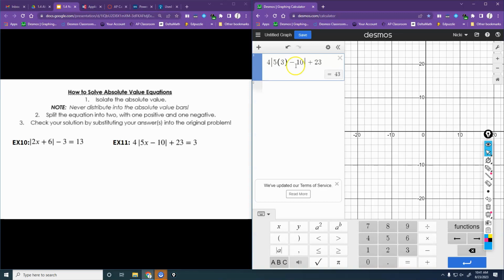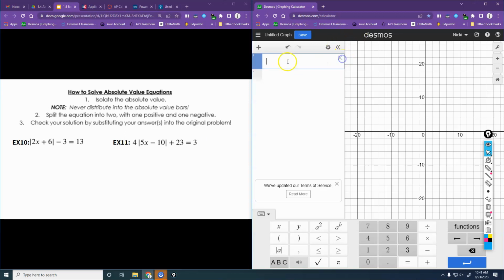Times 3. I'm not getting 3 there either. Is this supposed to be like a negative after? No. Or equals? Not the way that I'm doing it here. We would just plug this in to see if it does equal 3, and it's not working. It's because we had that negative 5.